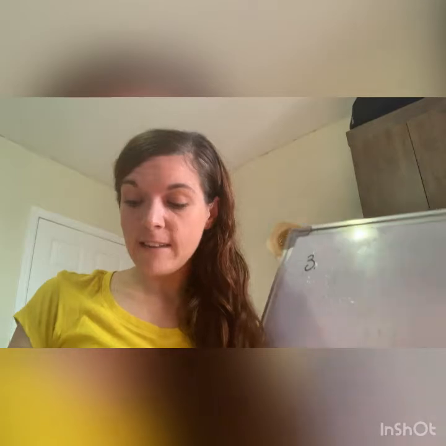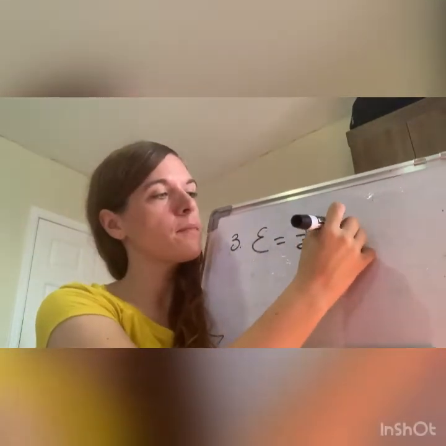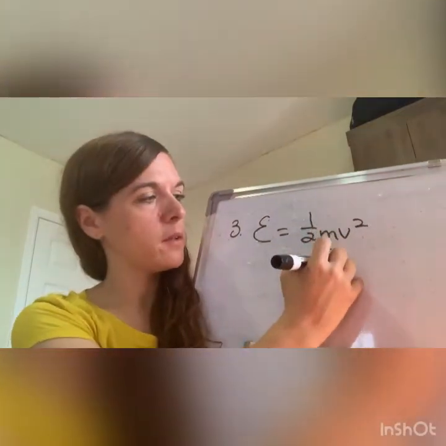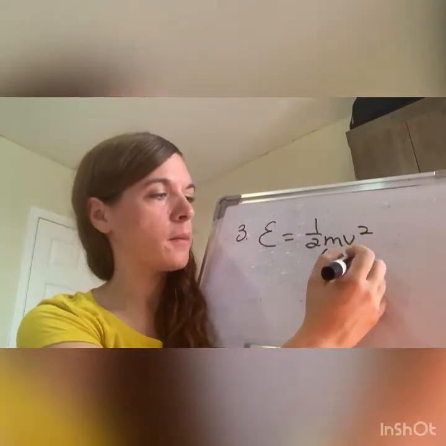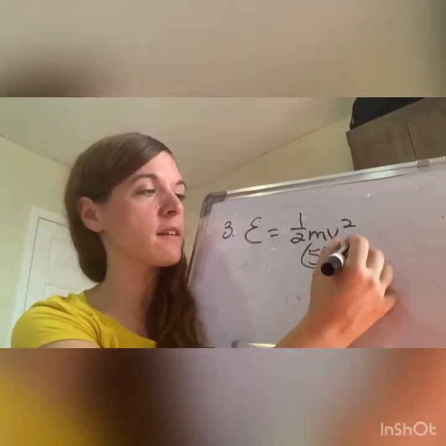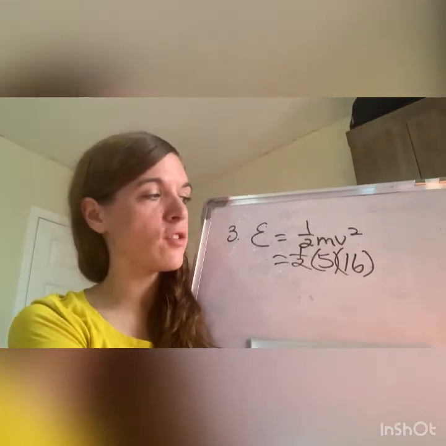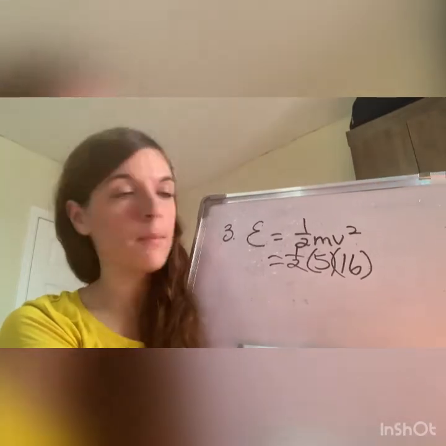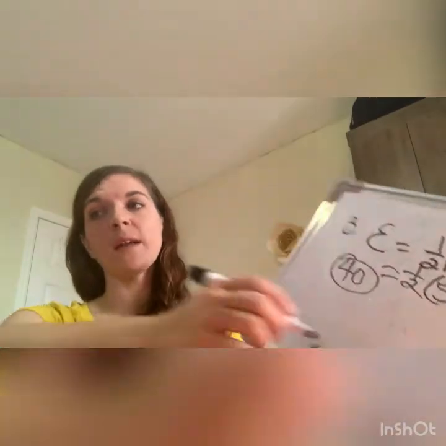Number 3 you think would be harder, but it's actually super easy. Calculate the kinetic energy, so you write down kinetic energy of a 5 kilogram, that's your mass, object moving at 4 meters per second. So that's going to be 16 because 4 squared, right? And you have 1/2 equals that. So you have basically 2.5 times 16, and your answer ends up being 40. So your answer number 3 is 40, okay?